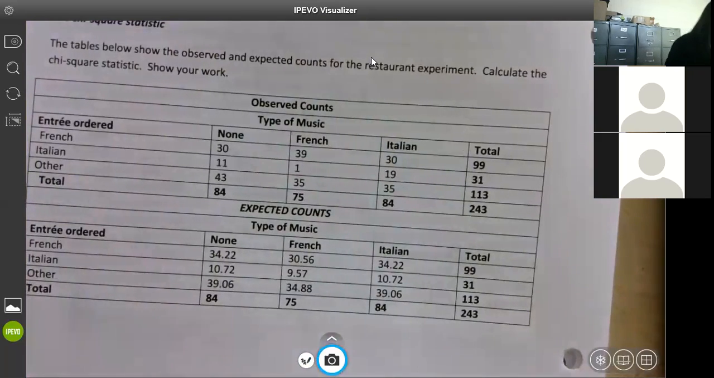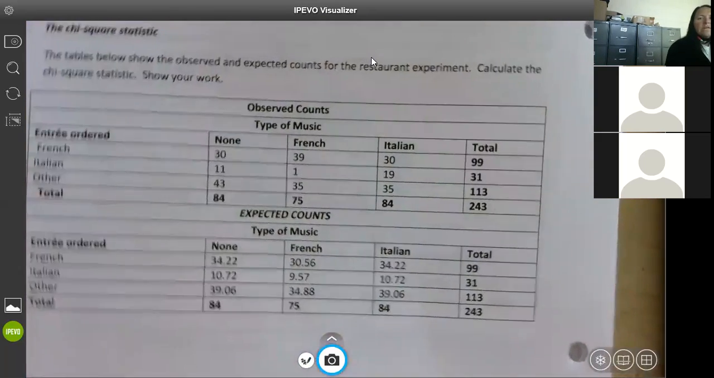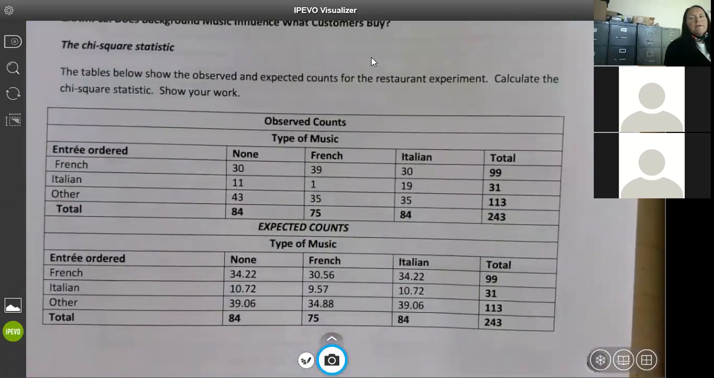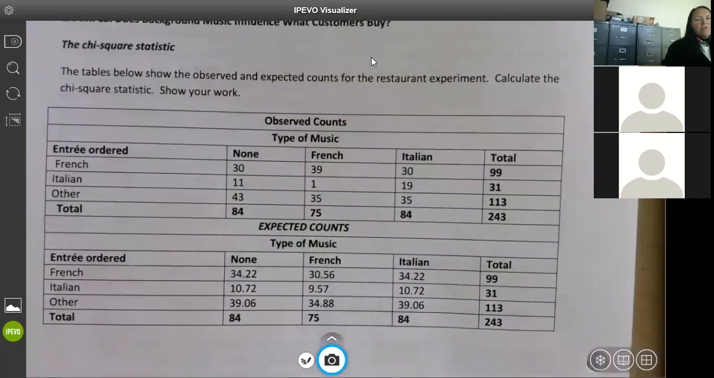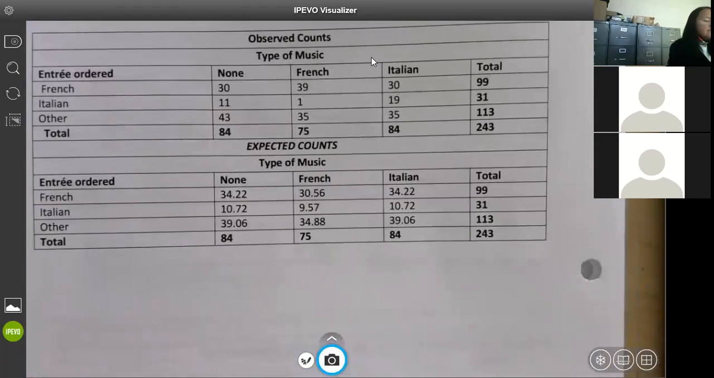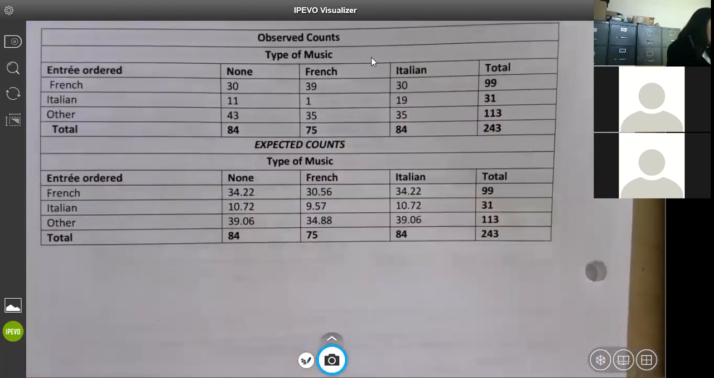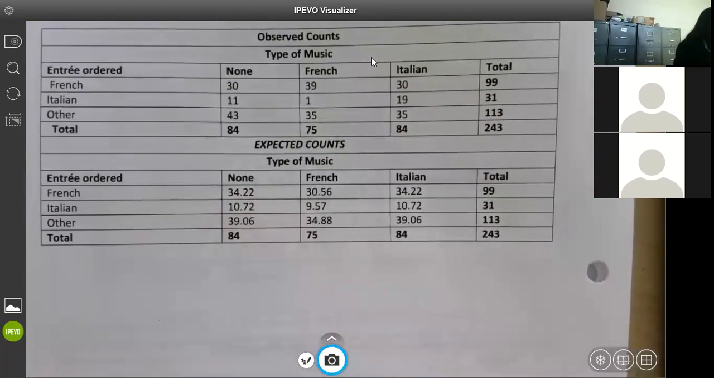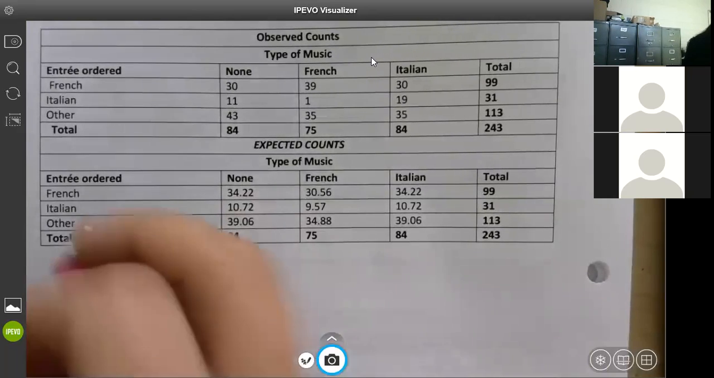All right, so the tables below show the observed and expected counts for the restaurant experiment. Calculate the chi-square statistic and show your work. So these are all those values that we've already had. This is the one we got in the beginning. This is the one that we just calculated. So how do we calculate the chi-square statistic? Here's what you're going to do.